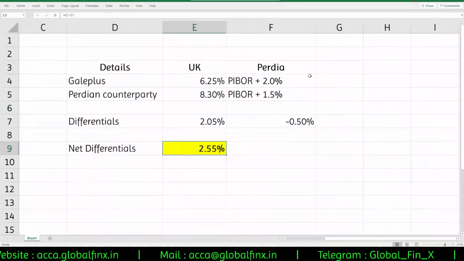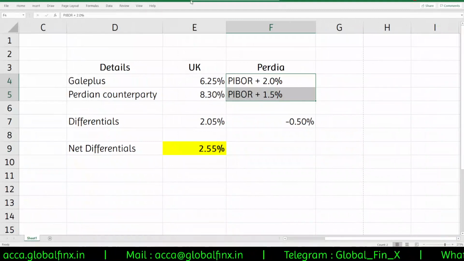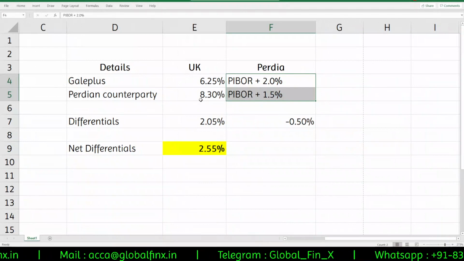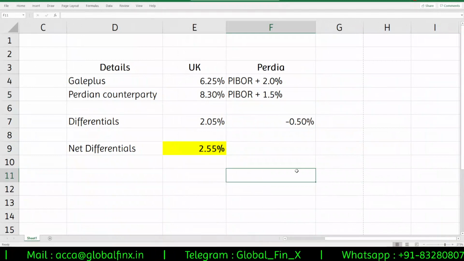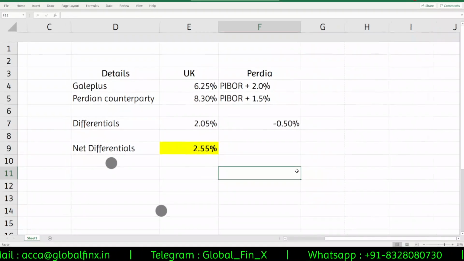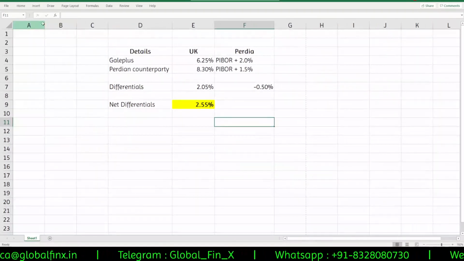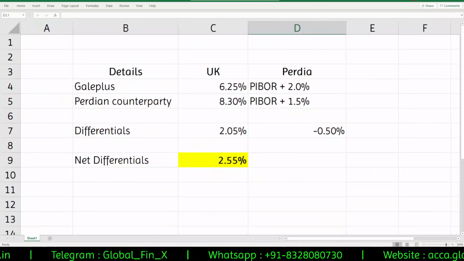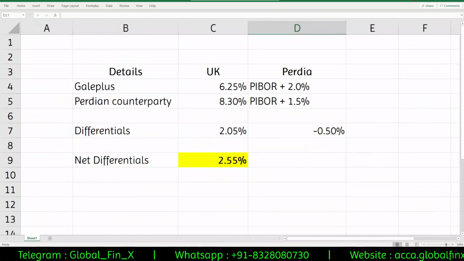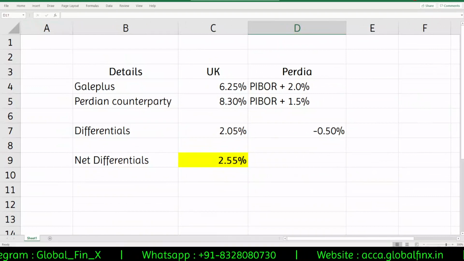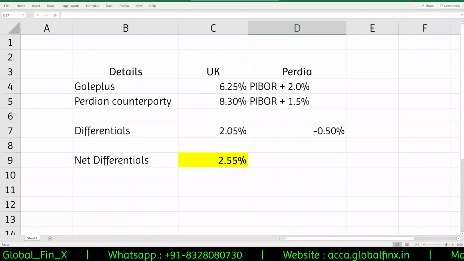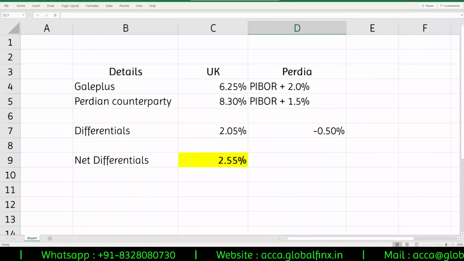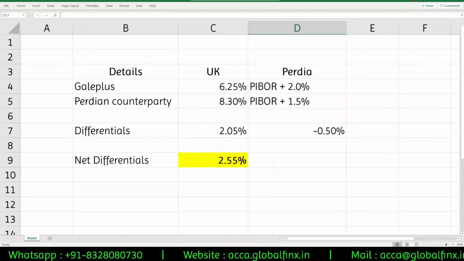Okay, if these are reversed, if let's say the floating rate is also lower for the Galeplus company, then what will happen? The benefit will be reduced because you cannot get double benefit. Only one of those benefits will offset the other one. The lower benefit will be offset by the higher benefit, and only the differential benefit we will get. But in this case, one of the rates is favorable for Galeplus and the other rate is favorable for the per diem counterparty. So you are getting double benefit here. 2.55 would be the net differential benefit for you.